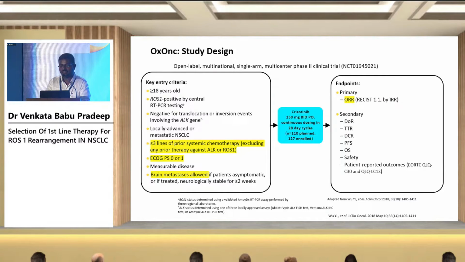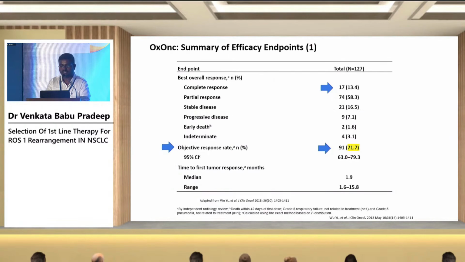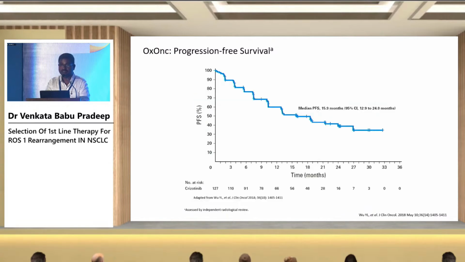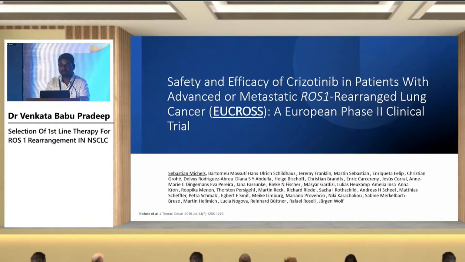And this is the study which included predominantly Chinese and Japanese population. And the primary endpoint is overall response rate. We can see here the response rate is 71%. And I want to concentrate on this point of population. Nearly more than 40% they are smokers. So when we see a smoker, we should not be nihilistic to test them for the targeted therapies. So median PFS is 15.9 months.